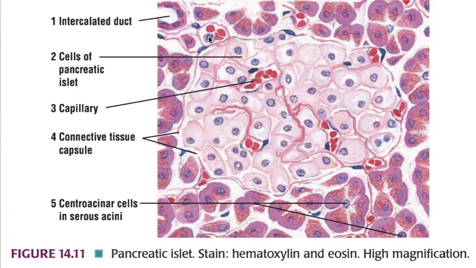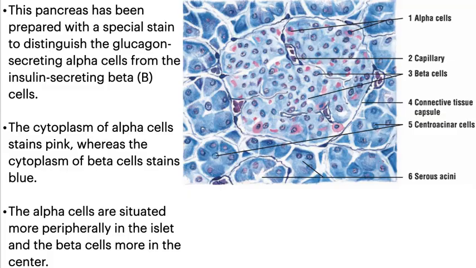Right. So again, let's see. These are the intercalated duct cells of the pancreatic islets, but the individual cells secreting hormones are not clearly defined in H&E stain. We have the capillary network. This is the connective tissue capsule, and these are your centroacinar cells in the serous acini.